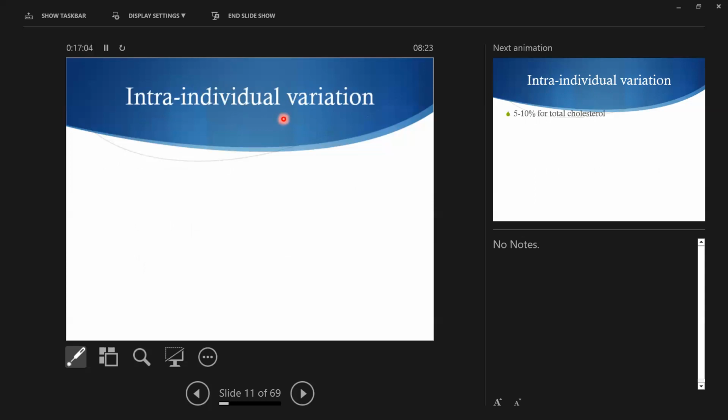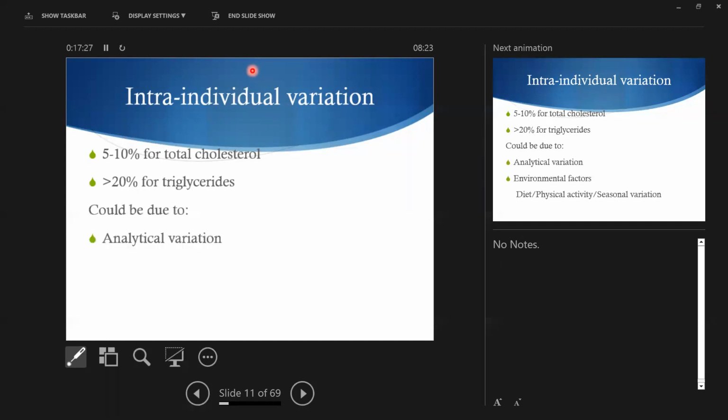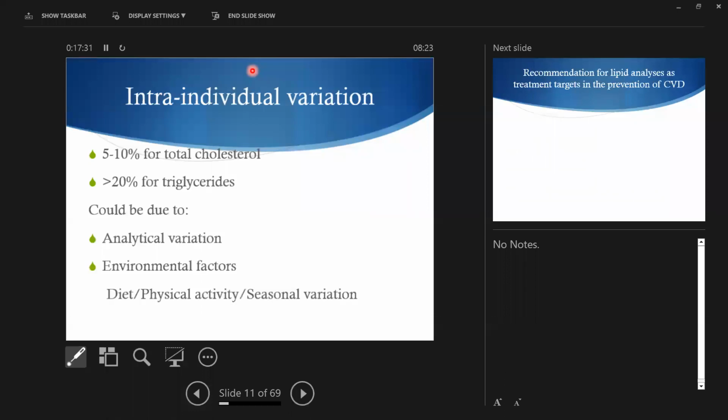There can be a lot of intra-individual variation. If you do a lipid profile in one lab and in another lab the next day, there can be some variation. You get 250 in one lab, 270 in another lab. So it is possible, because around 5 to 10% difference in total cholesterol is possible. More than 20% variation in triglyceride is also possible. This could be due to analytical variation or environmental factors like diet, physical activity, and sometimes seasonal variation.